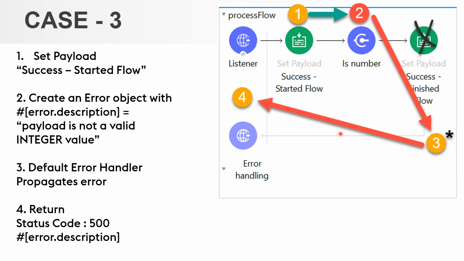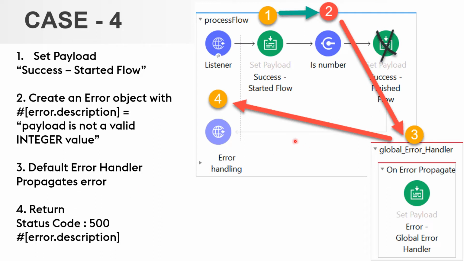Then it will go to the default error handler. What it does is it propagates the error. While propagating the error, what is needed is status code 500 and the error description, which was anyways generated by our error object generator is number. So in this case also we will be returning status code 500 and the error description.